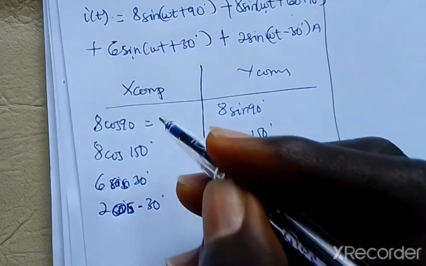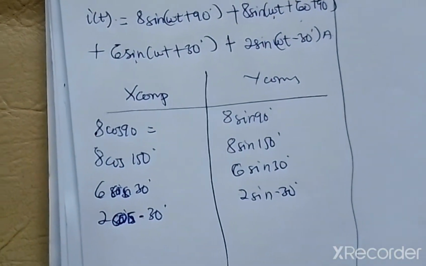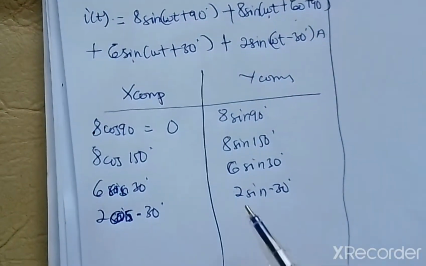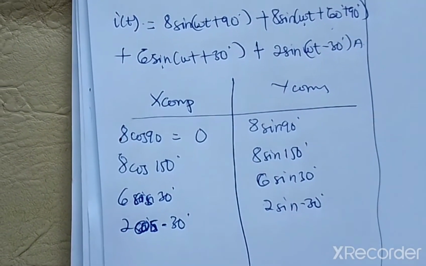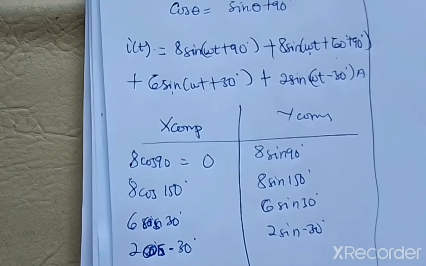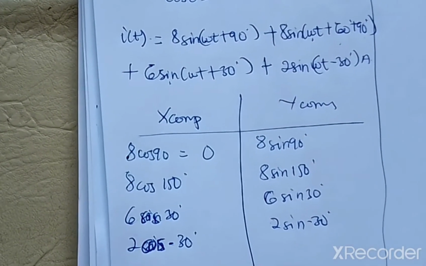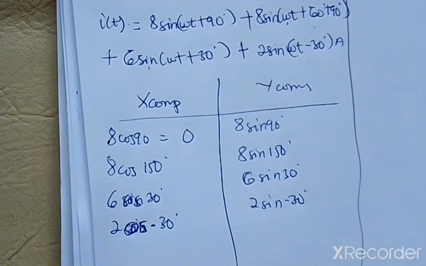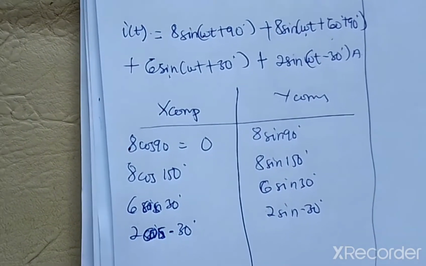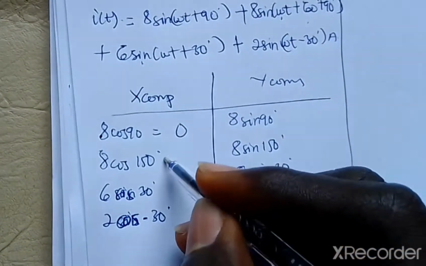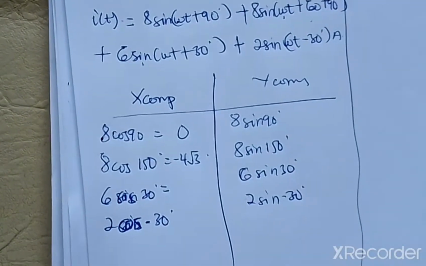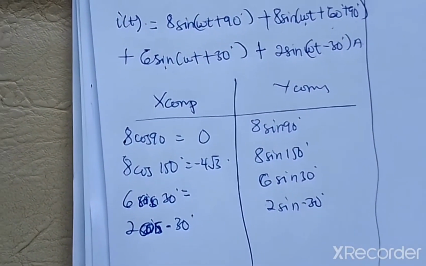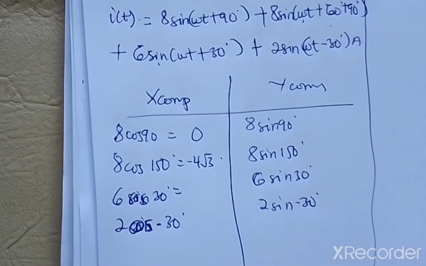So this is going to be equal to, cos 90° is 0, so everything will be 0 here. Then 8 cos 150°, you punch it into the calculator, and that gives us negative 6.93, or let me leave it in radical form, negative 4√3. Then 6 cos 30° will give us 3√3.